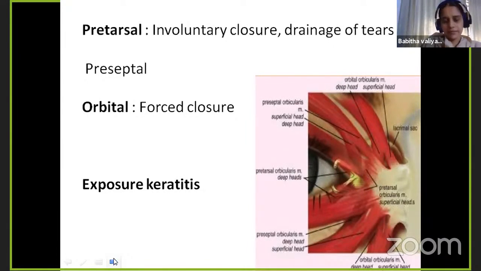In facial nerve palsy, there is a chance of impaired lid closure, which may lead to exposure of the inferior cornea and conjunctiva and exposure keratitis. To prevent exposure keratitis, we have to tape the lid in the case of seventh nerve palsy until the nerve recovers.